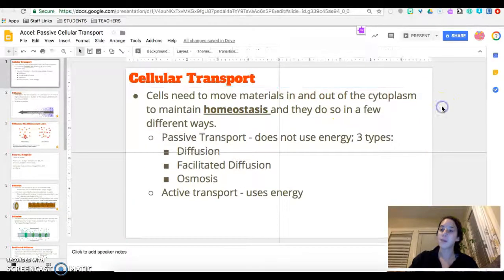So how this happens is that cells need to move materials in and out of the cytoplasm in order to make sure that this homeostasis keeps track. And there are a couple ways that this happens. There's passive transport, which is all we're going to be talking about today. This is the only thing you are going to be quizzed on. There are three types, and you do not need energy for this: diffusion, facilitated diffusion, and osmosis. Then there's active transport, which uses energy, and again, you are not going to be quizzed on this today or on Friday. We're only talking about passive transport.